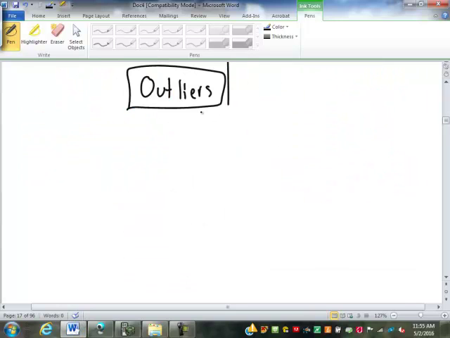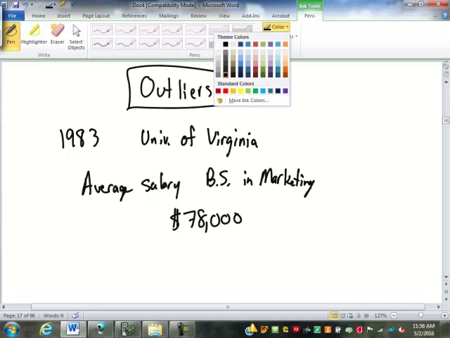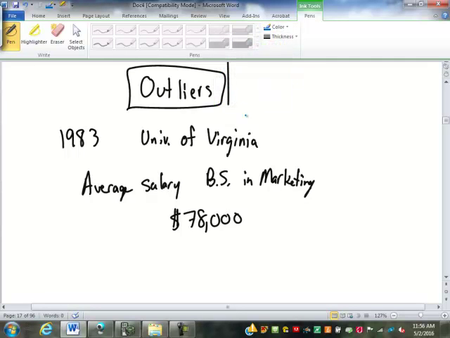Let me give you an example of outliers and what an effect they can have. In 1983, the University of Virginia advertised that the average starting salary of someone who graduated with a bachelor's degree in marketing that year was just under $78,000. Now you look at that right now, if you could come out of college making $78,000 a year, that's doing really well.